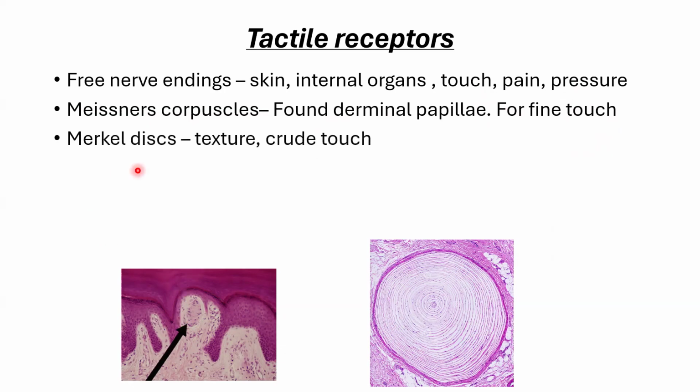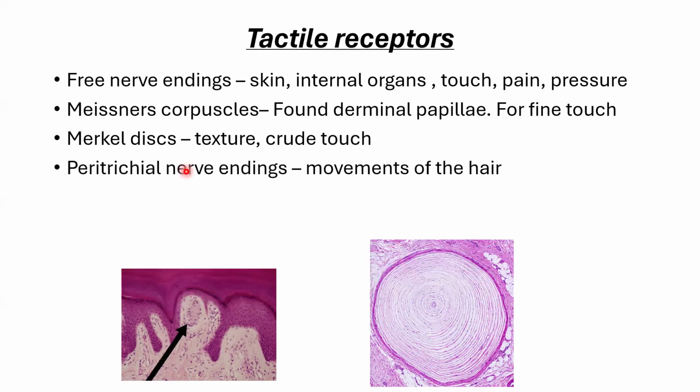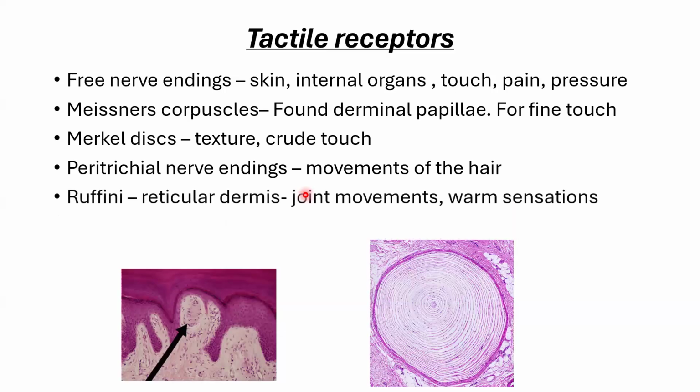Then the other one is the Merkel disc. This one perceives texture, and crude touch. Remember, Meissner's corpuscles are for fine touch, Merkel's disc is for crude touch. And then the peritrichial nerve endings are found on the shaft of the hair. They perceive movement of the hair, and then they tell you that yes, it's a cold environment, it's a warm environment.